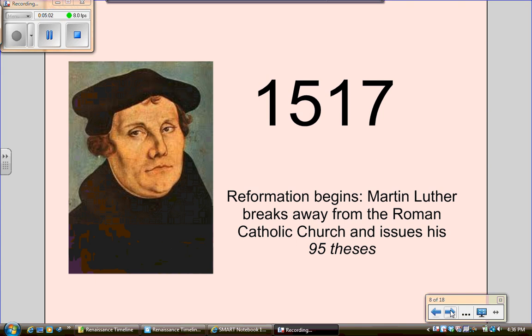This was the beginning of the Protestant Reformation, although it originally began as an effort to reform the corrupt practices of the Catholic Church. Luther was not trying to create a new religion. He was trying to fix the problems within the Roman Catholic Church.